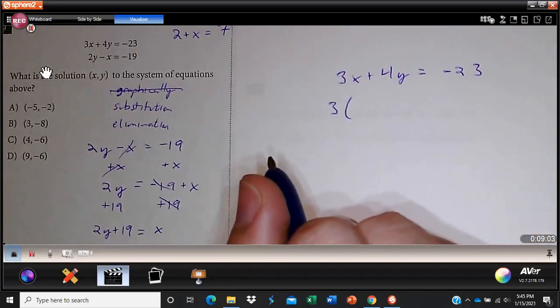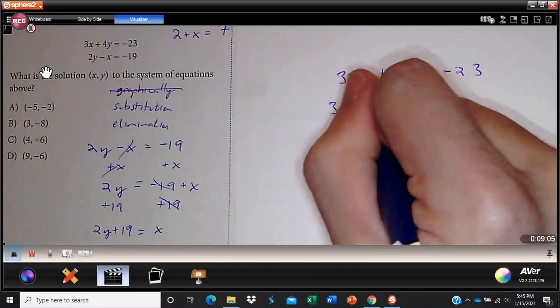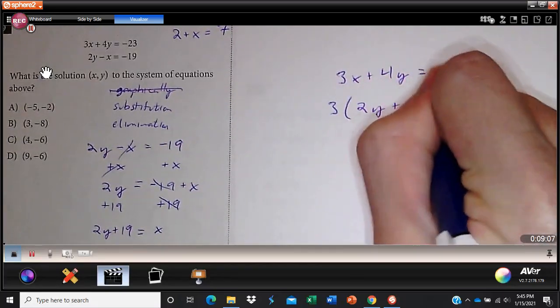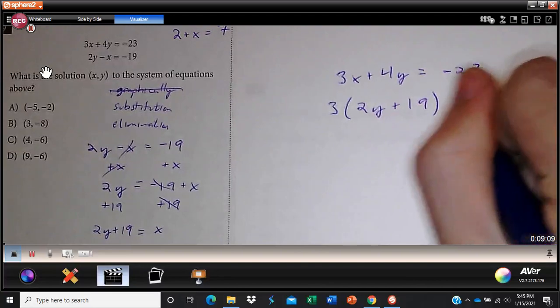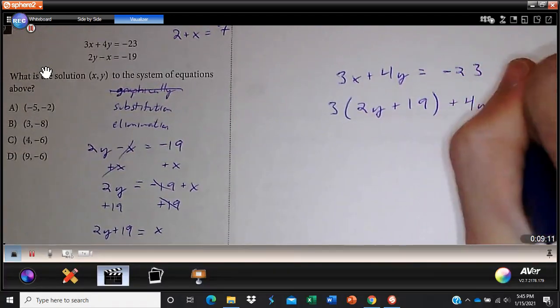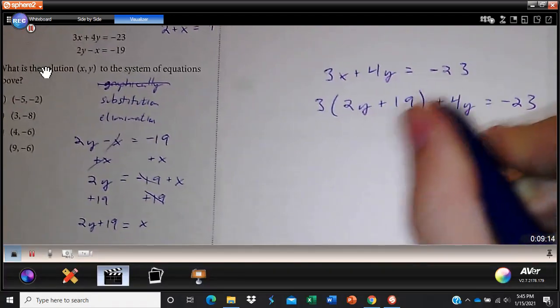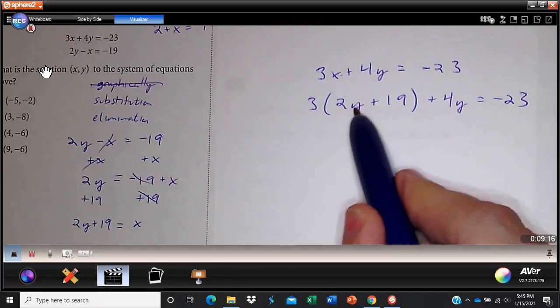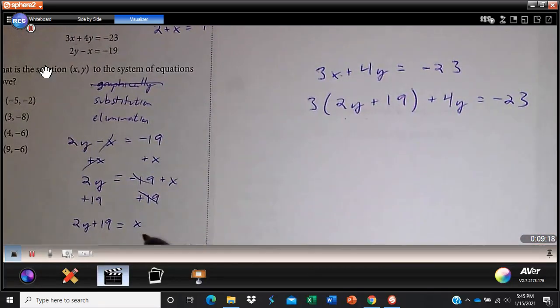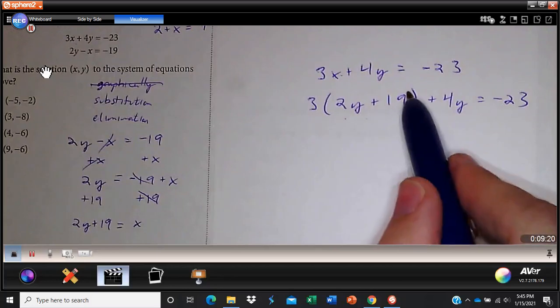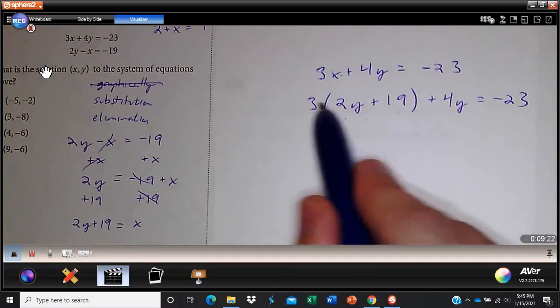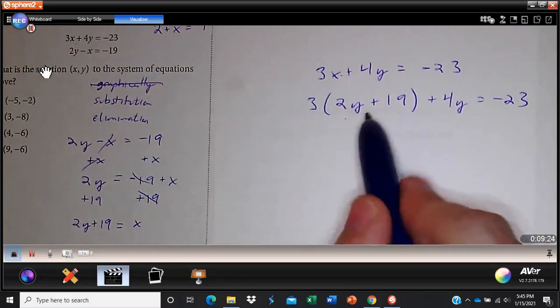Anytime you plug in a value, I would advise putting it in parentheses, because that will prevent confusion later on. Plus 4y. So this was the substitution step. This x became 2y plus 19 because x is equal to 2y plus 19. And now it should be obvious, I have a 3 out front, I'm going to have to distribute that.